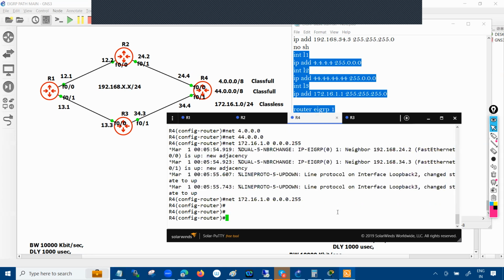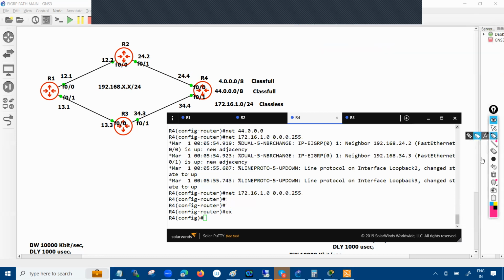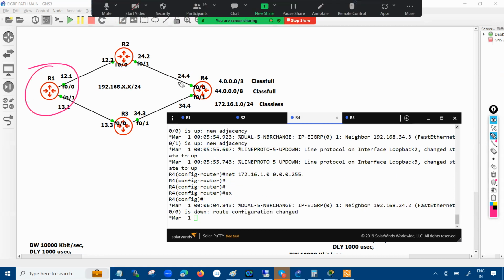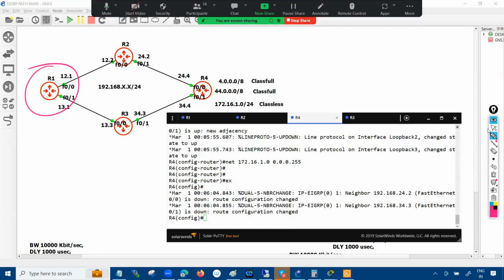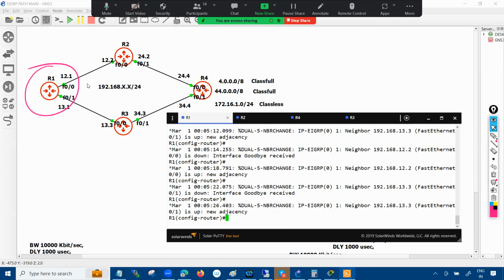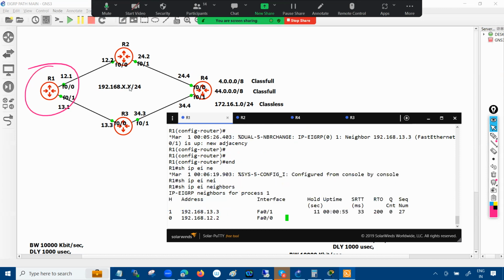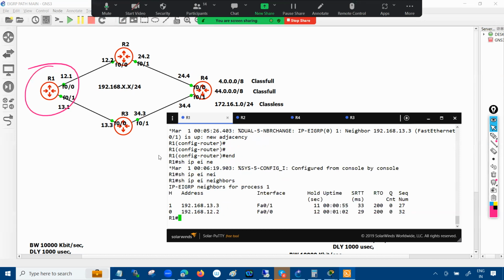So now if you want to verify, one quick question to all of you guys. Can anyone tell me how many neighborships R1 is going to maintain right now? How many neighborships is R1 going to maintain? 2, right? One with R2 and one with R3. So if you see show IP EIGRP neighbor, there are 2 neighborships. Perfect. On R1, I have 2 neighborships, R2 and R3.